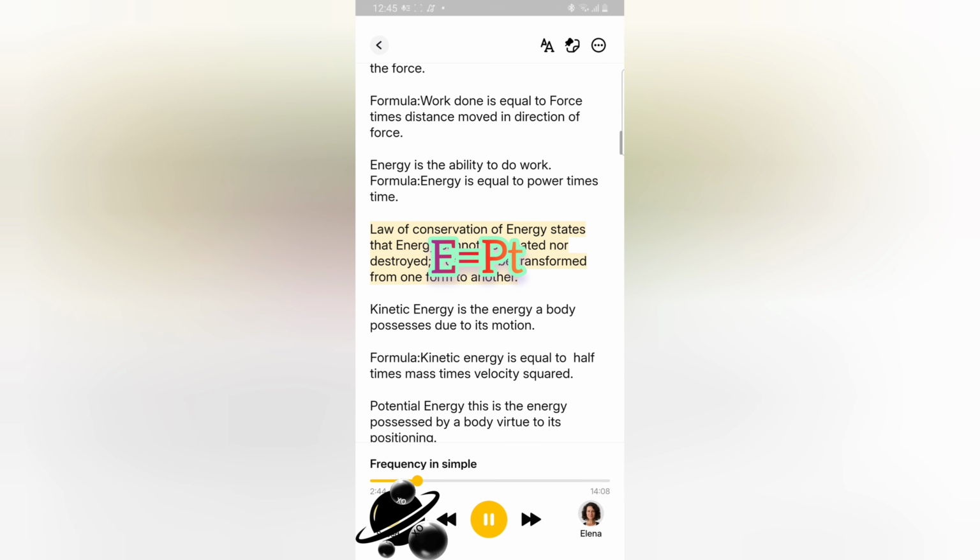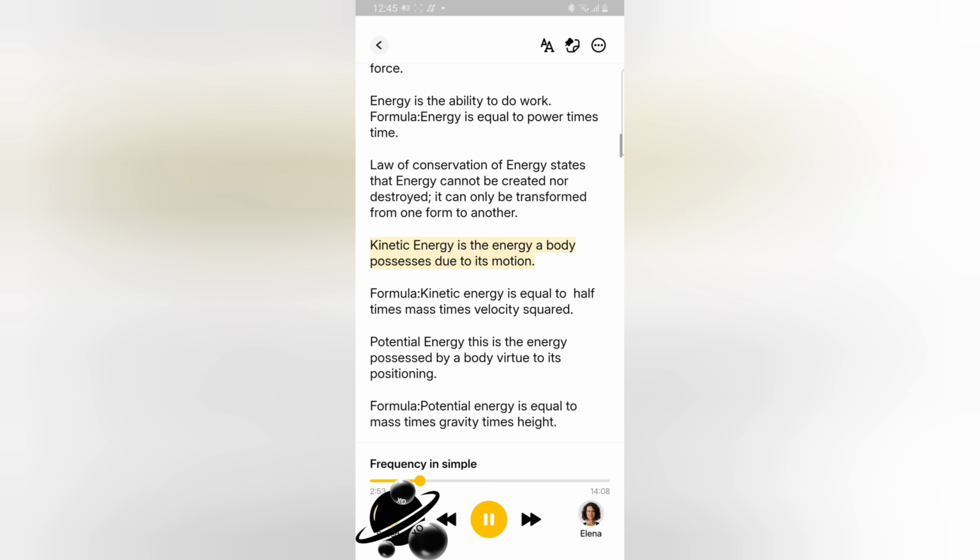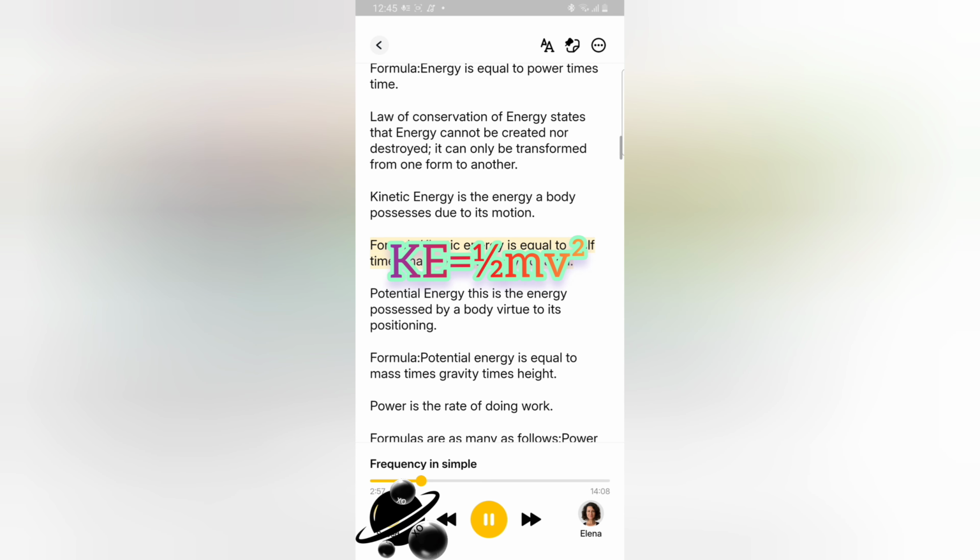Law of conservation of energy states that energy cannot be created nor destroyed. It can only be transformed from one form to another. Kinetic energy is the energy a body possesses due to its motion. Formula: kinetic energy is equal to half times mass times velocity squared.